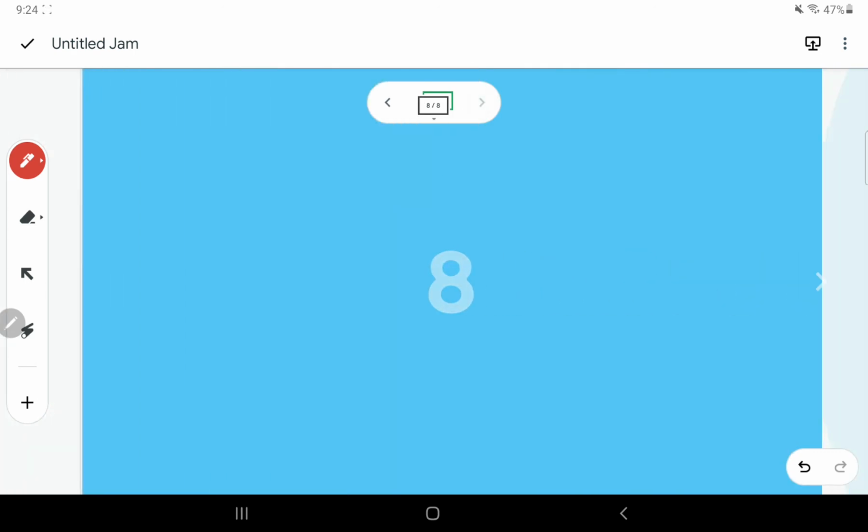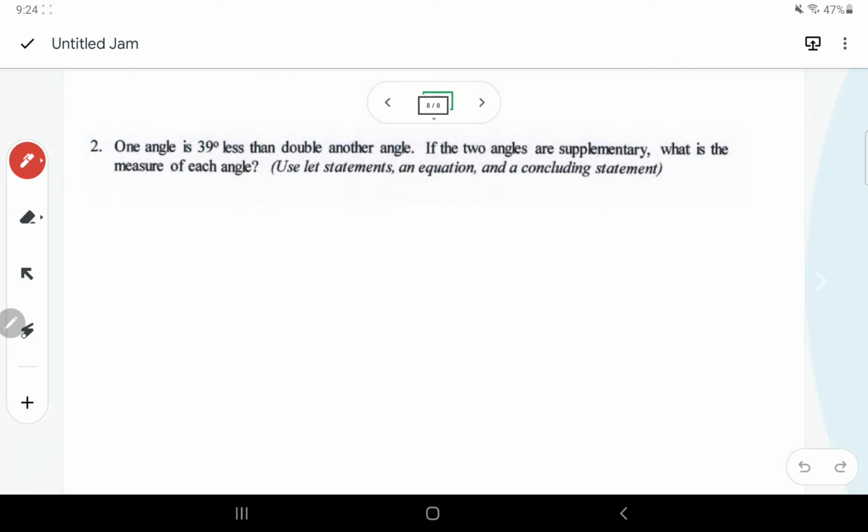Everybody good? The last one on that same page says one angle is 39 less than double the other angle. If the two angles are supplementary, what's the measure of each angle? So I'm going to draw two angles that are supplementary. So they add up to 180.